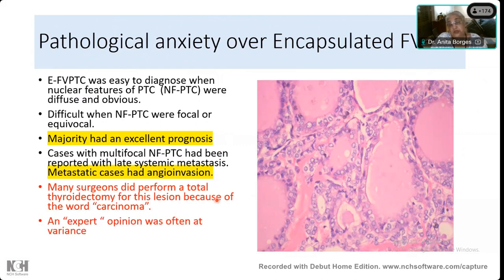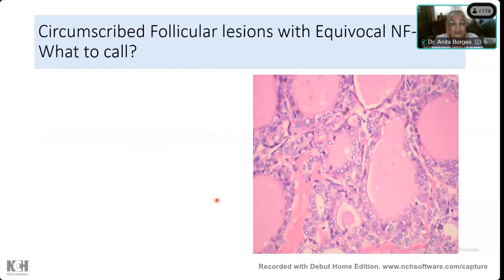And when you sent it to an expert, the expert opinion was often at variance. And I know that if I wanted an expert opinion to agree with me, I sent it to those people who didn't believe in the EFVPTC. So you could choose an expert to agree with you, as the case may be. I'm not joking. It usually used to happen.